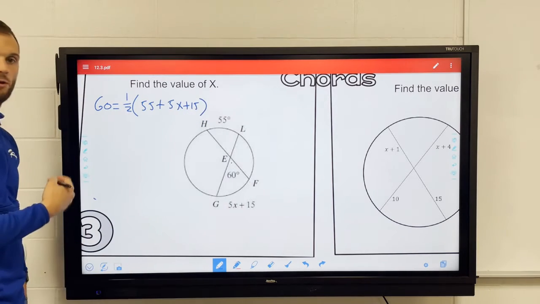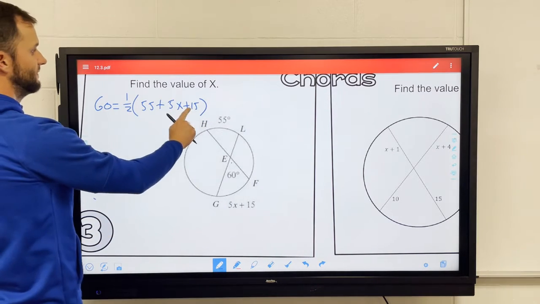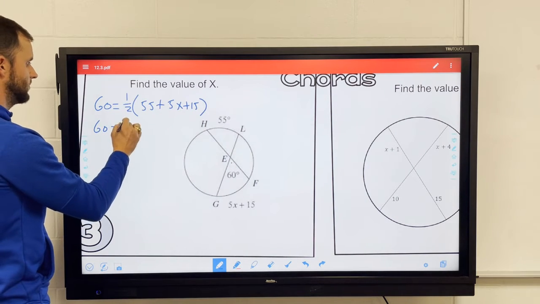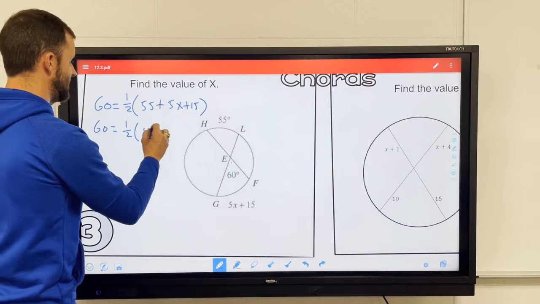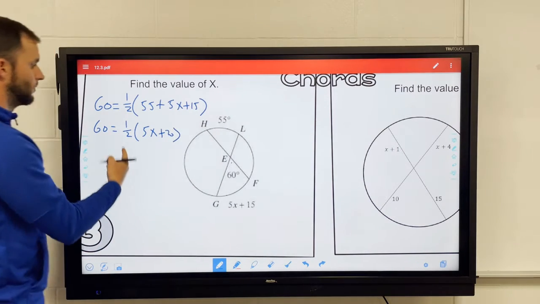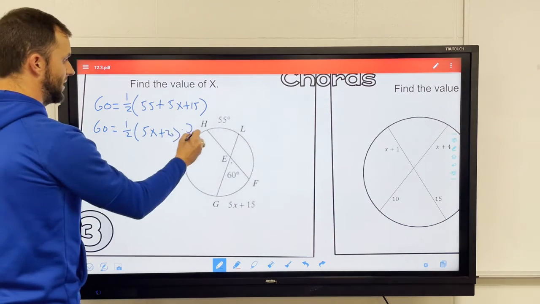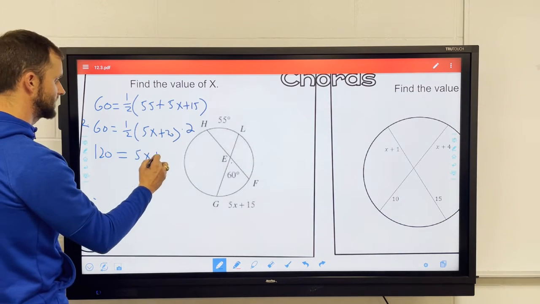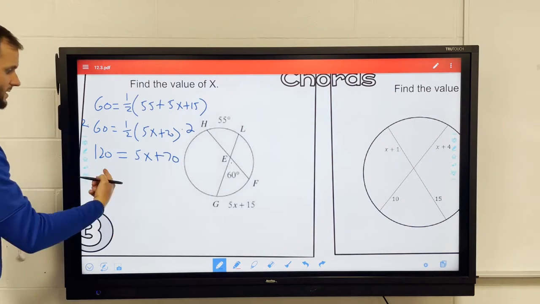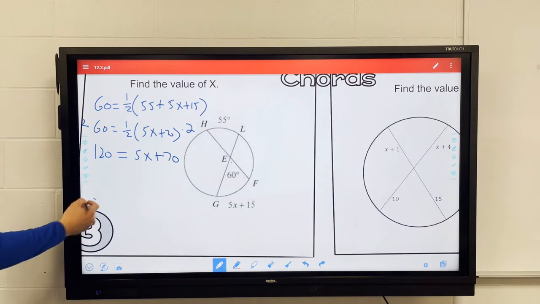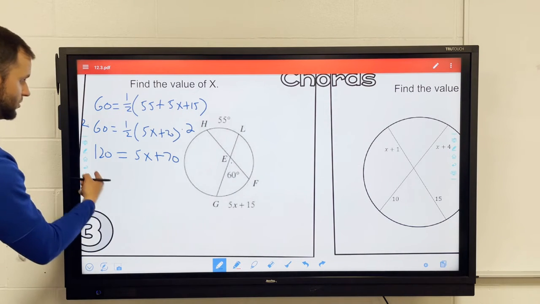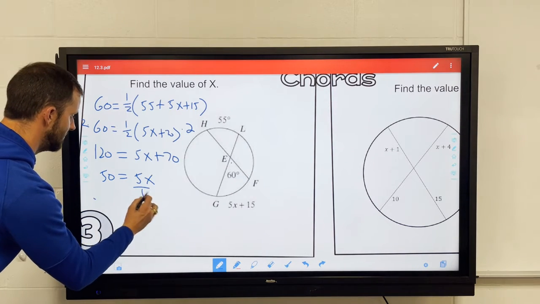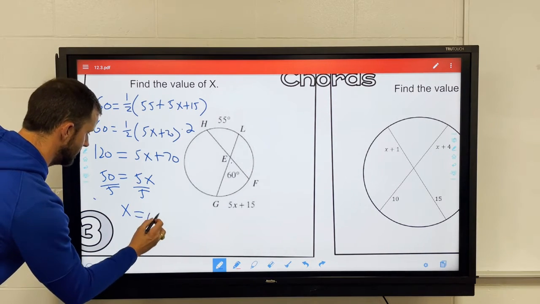Okay? And so now I'm literally just going to solve here. So I know 15 and 55, if I add those together, is going to give me 70. So 60 is going to be equal to 1/2 of 5x plus 70. In order to get rid of 1/2, I'm going to multiply by 2 on both sides. So that's going to give me 120 is equal to 5x plus 70. I'm going to subtract 70, which is going to end up giving me 50, right? So subtract 70, take 20 away, so that'll end up giving me 50, and then divide by 5 on both sides. So x is going to end up being 10 here.